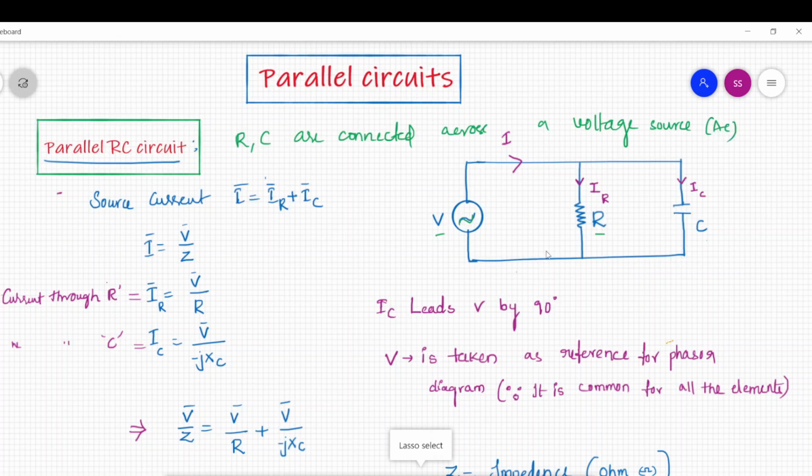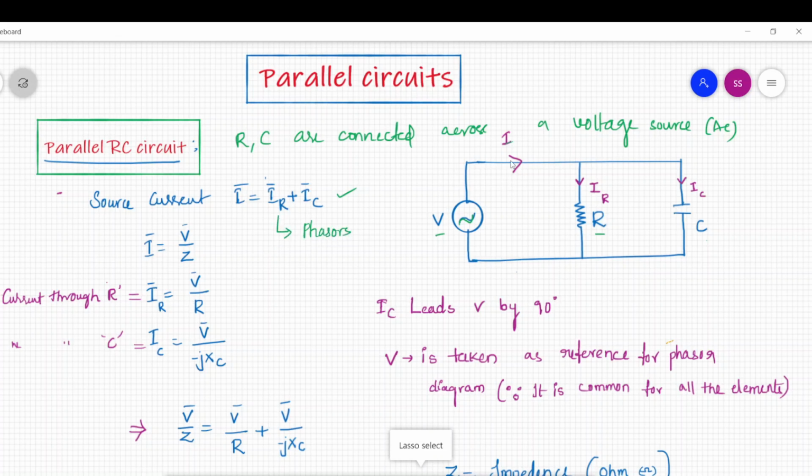So obviously there will be a current flowing through the two elements, resistor and capacitor. The current through the resistor is IR and the current through the capacitor is IC. For simple calculation, we are going to take capital letters here. So capital I is the source current, which is the sum of IR and IC. So the source current is IR plus IC. All are phasors, or vectors.